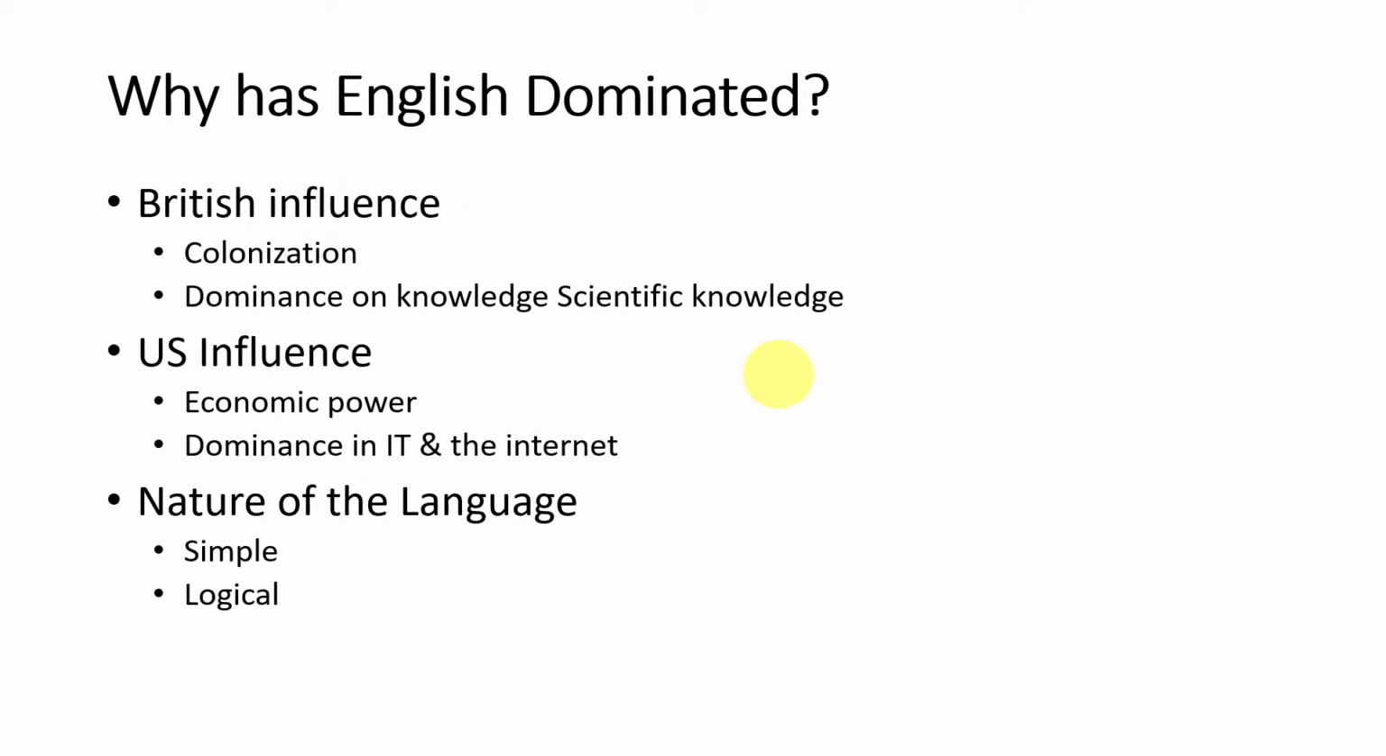So why has the English language dominated the world? Three main reasons. The British influence, because they colonized a good part of the world in the 18th and 19th century. And also the US influence, the economic superpower. And the third one is interesting, the nature of the language itself. English is a simple and logical language. So people like simple things.